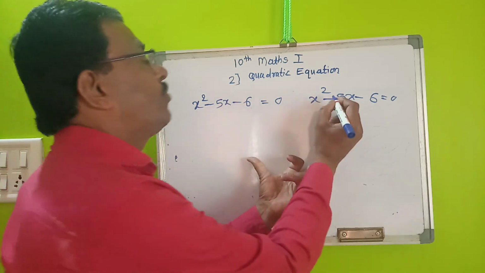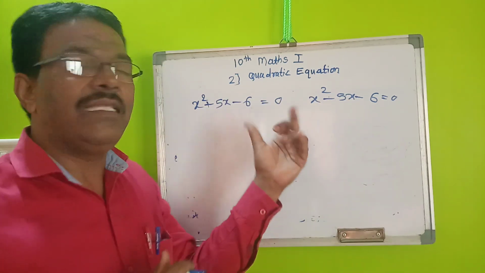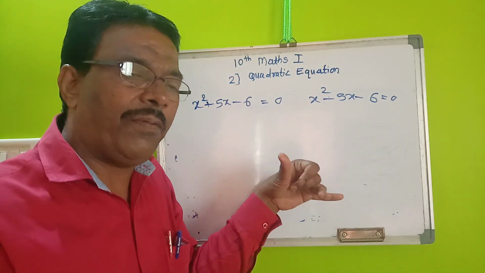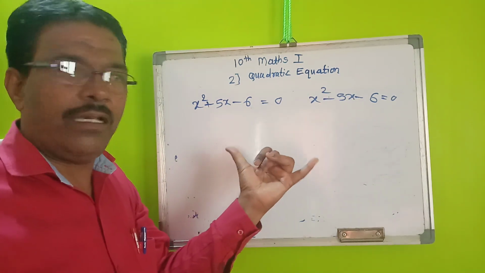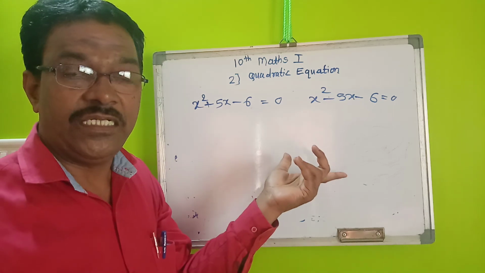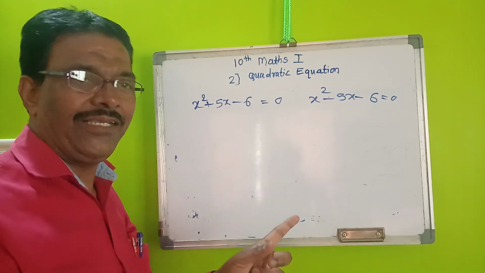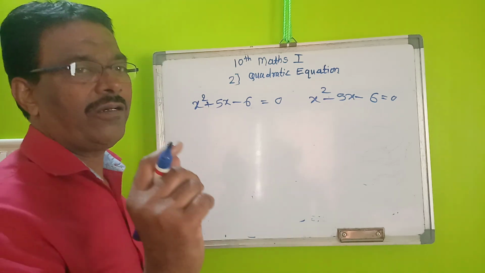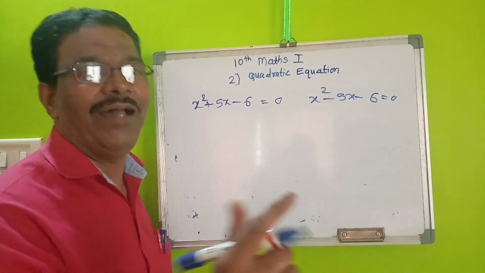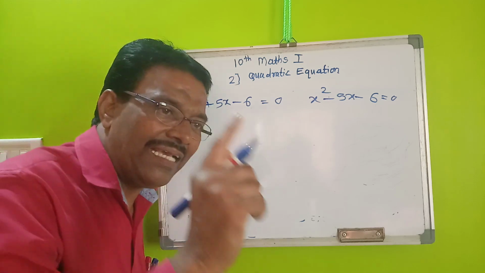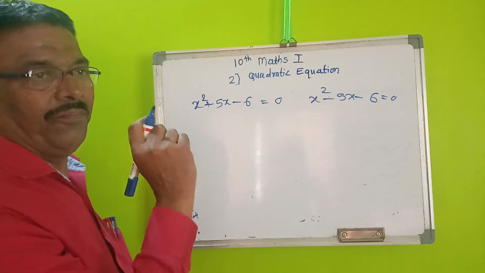In the first equation, the third term is positive. In the next equation, the third term is negative. If the third term is negative, then the product of those two numbers must be negative 6, but their subtraction must be 1, the middle term.